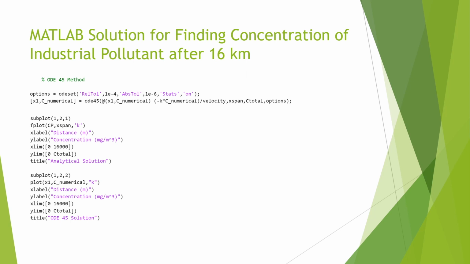With both the analytical and the ODE45, I constructed two subplots to show how they compare to each other. According to the help menu, the subplot arguments, here you see like 1, 2, 1 or 1, 2, 2, are represented by M, N, and P. It divides the current figure into an M by N grid and creates axes in the position specified by P.